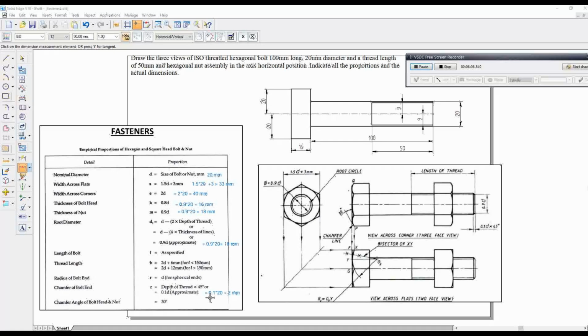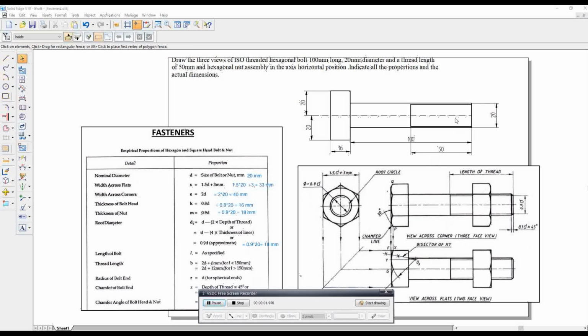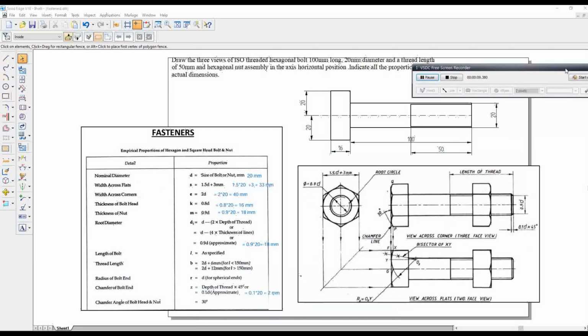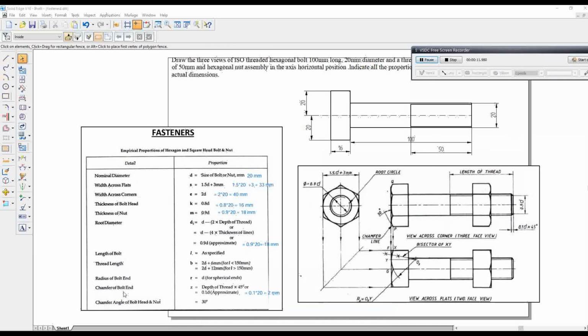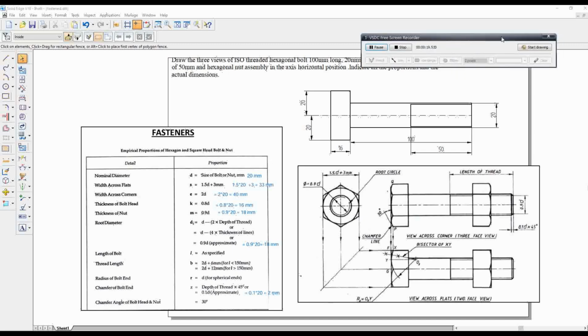Chamfer bolt end is 0.1 times D, 0.1 D is 2 mm thickness, and chamfer angle is 30 degree. Now we should make a chamfer at the end of the bolt like this. So what is the thickness of the chamfer of the bolt? Here it is given chamfer of bolt end is 0.1 times D, 0.1 into 20 gives 2 mm. So now we should make 2 mm offset, 2 mm thickness. Go for offset command. So 2 mm single.